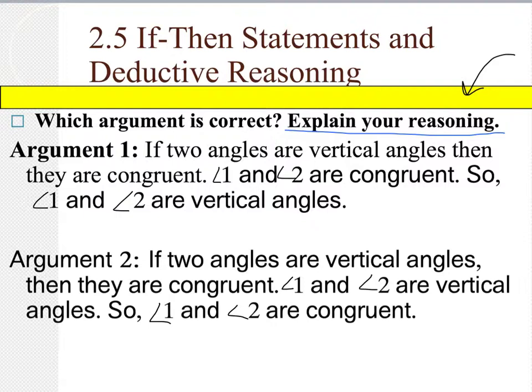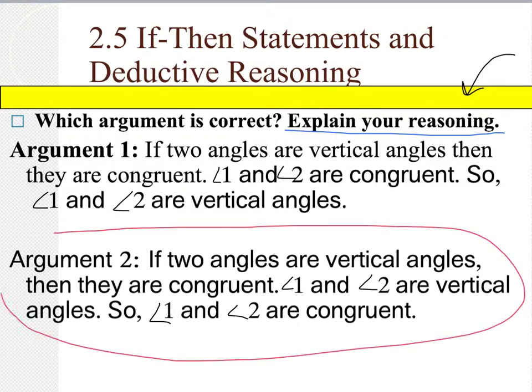So what can we conclude? Which one is correct? Look at the hypothesis, then look at the conclusion. See if they state the hypothesis before the conclusion, and that is going to be argument 2. Argument 2 is correct because it says if two angles are vertical angles, then they are congruent. Well, then that second sentence on argument 2 tells me that the hypothesis is true. If the hypothesis is true, then the conclusion has to be true.